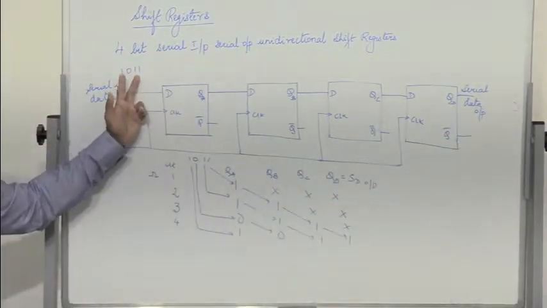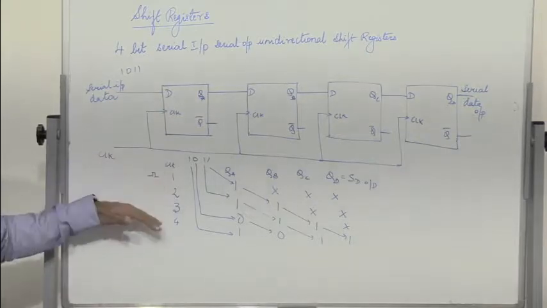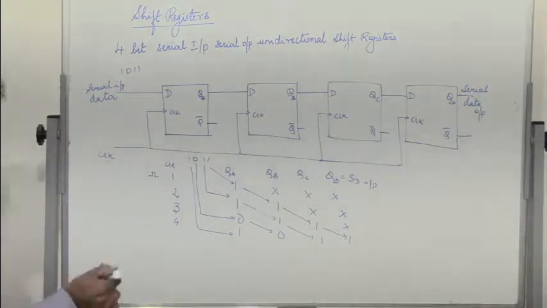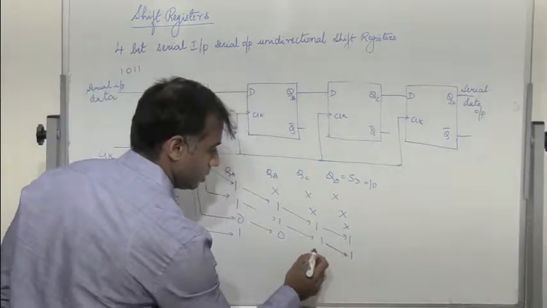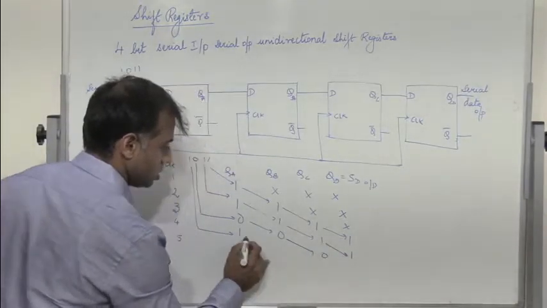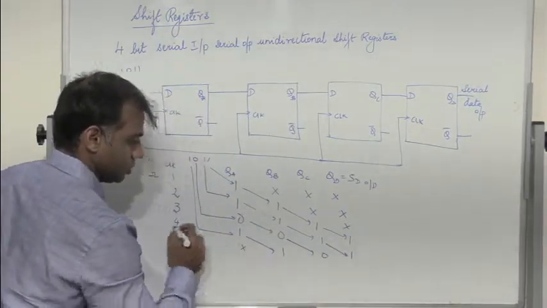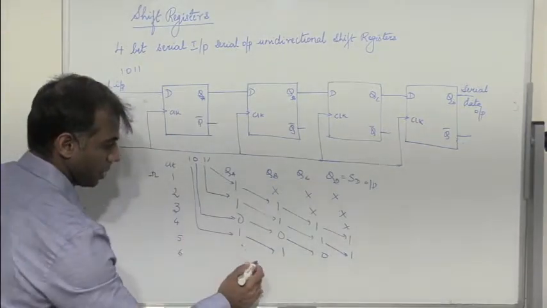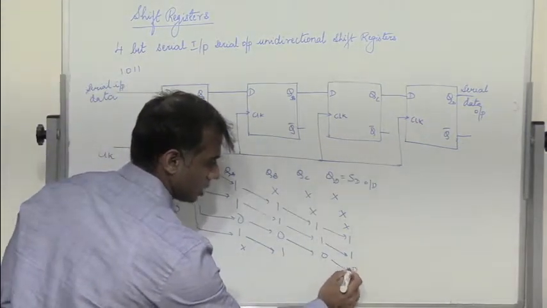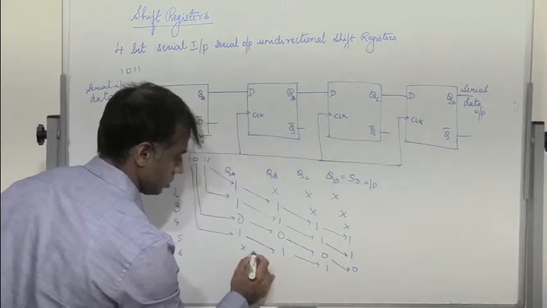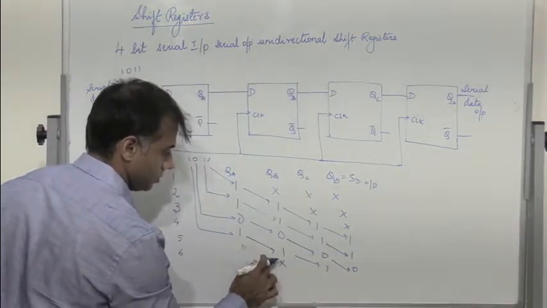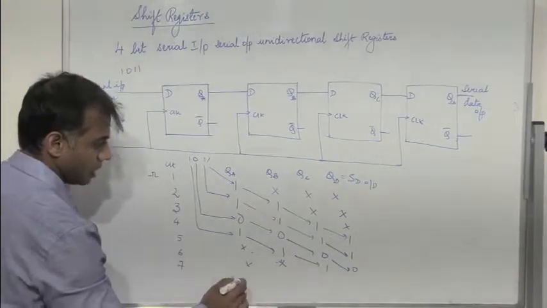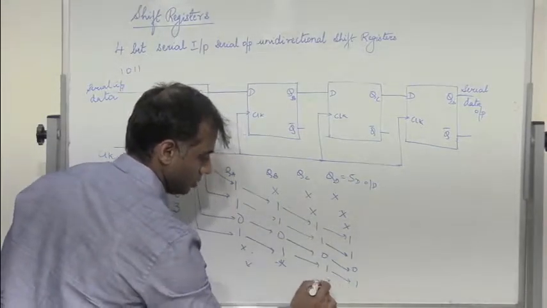So I need the remaining 3 bits. So what do I do? I need 3 more clock pulses. So clock 5, this 1 will appear here, this 0 here, this 1 here, undefined. The 6th clock pulse, this 0 will come here, 1, so this is undefined. And the 7th clock pulse, this one will come here.